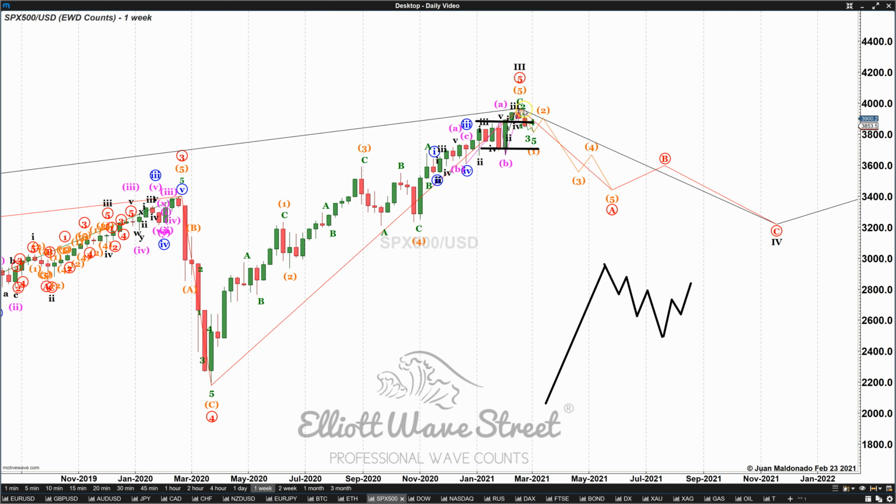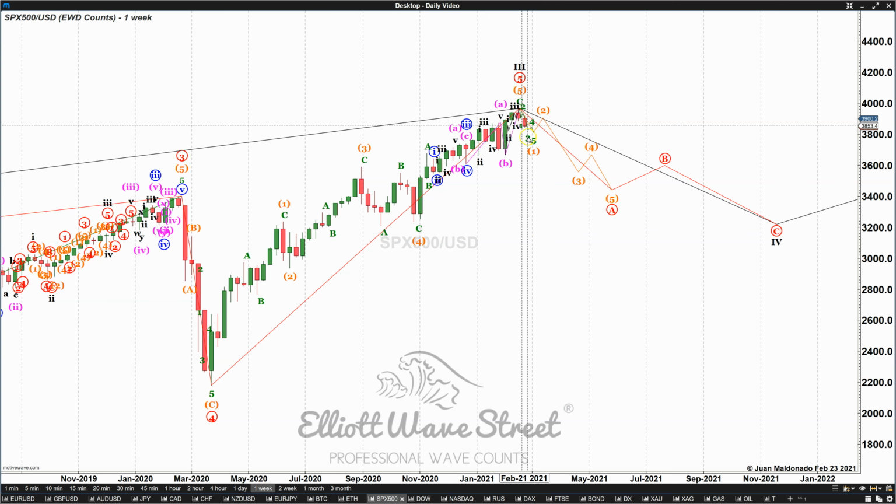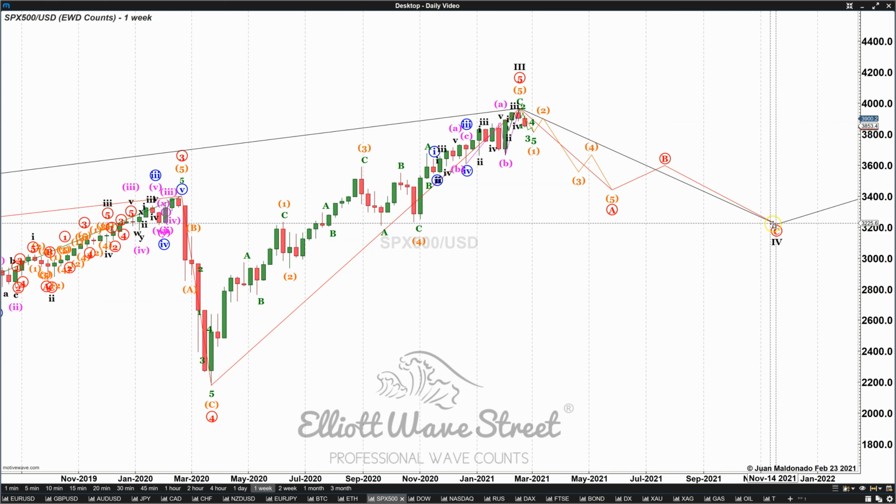Well, if this is the top, my target is going to be the previous wave 4, around the 3,200 area. That will be great to add to the long-term portfolio, and maybe to start new trades at those levels, swing or day trades. But for the long term, I like to buy or to add to my portfolio at cheaper levels. Not that expensive, of course.